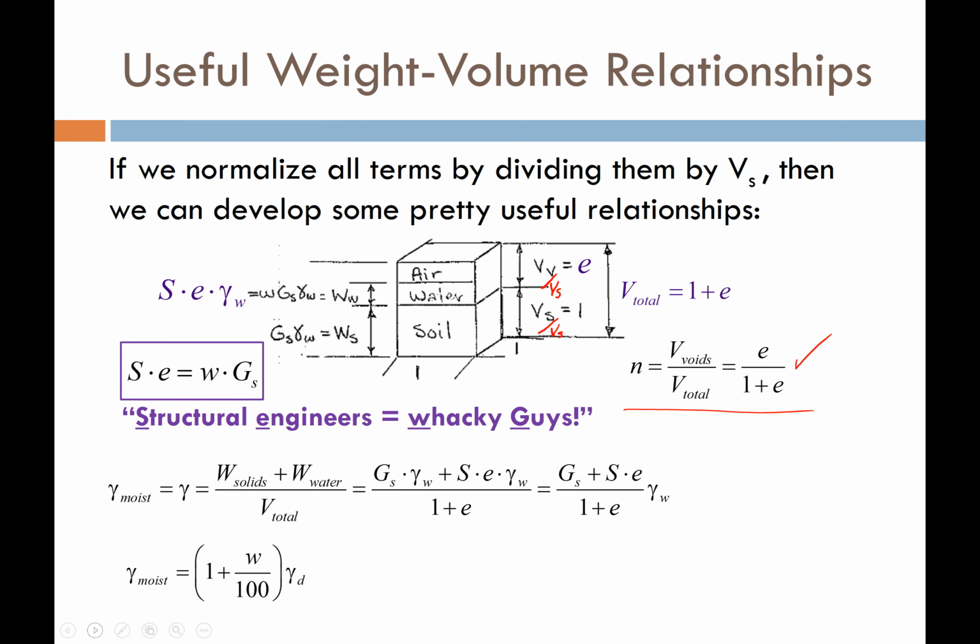Some other very useful relationships we can derive from this phase diagram are circled here. A relationship for the moist unit weight of the soil, and a relationship that involves the dry unit weight of the soil. With these three phase relationship equations that I circled here, we can solve for most parameters of the soil that we're interested in. So it's very good to become familiar with at least these three equations. There are dozens of other phase relationship equations that can be derived, but I found almost all of them come from one of these three equations.